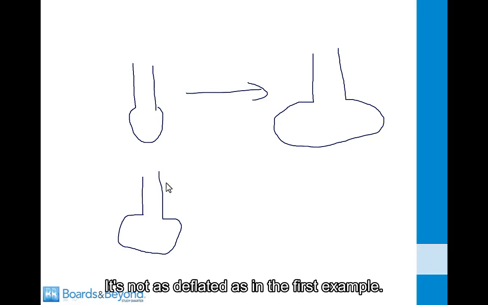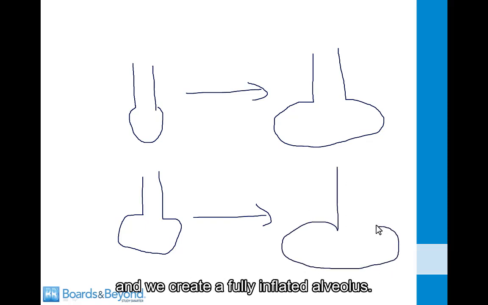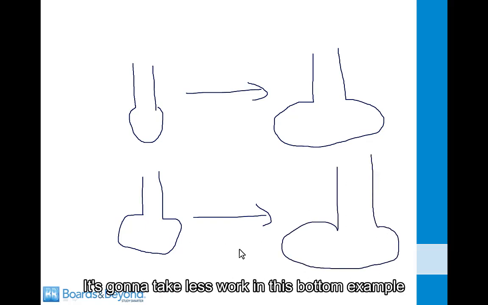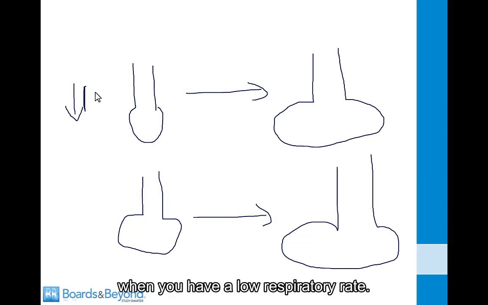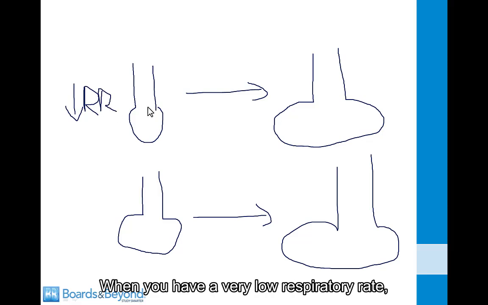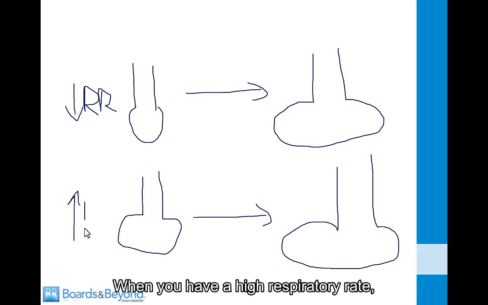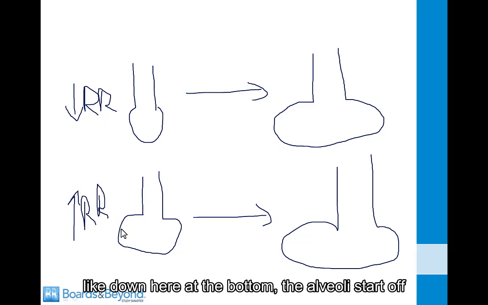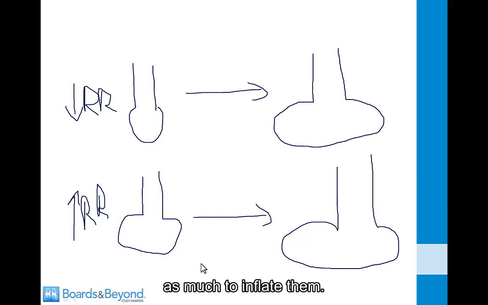Now let's take a second example where we start with a relatively inflated alveoli. It's not as deflated as in the first example, and we take in a breath and we create a fully inflated alveolus. It's going to take less work in this bottom example because we didn't start as deflated as in the first example. Well, up at the top is what happens when you have a low respiratory rate. When you have a very low respiratory rate, the alveoli completely deflate and then they have to completely inflate with each breath. When you have a high respiratory rate, like down here at the bottom, the alveoli start off with some air in them and you don't have to work as much to inflate them.